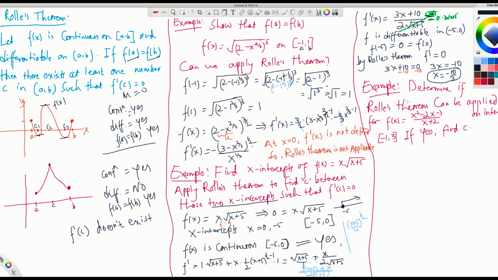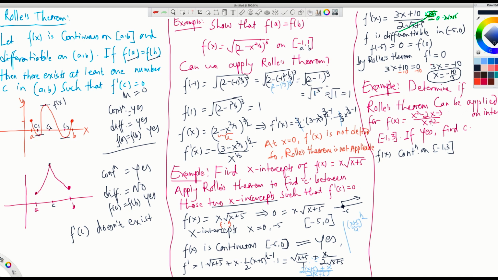Let us do one more example here. Determine if Rolle's theorem can be applied for f(x) equals that on the interval -1, 3. Okay, so how do I do that again? You need to check all those three things, right? Number one is, is f(x) continuous on -1, 3? What do you think?